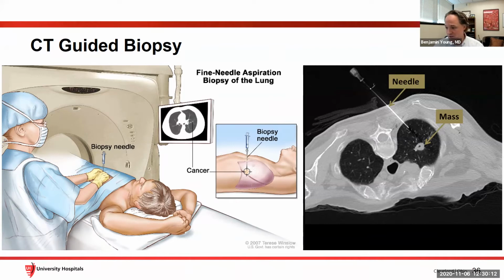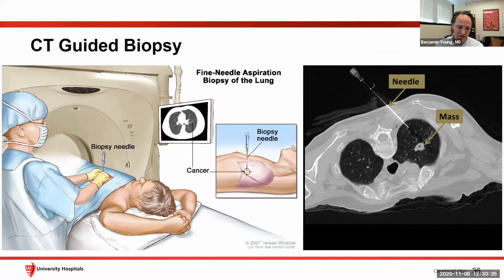The literature suggests that the diagnostic yield is about 90%, so it's quite good. But unfortunately, some of that varies depending on the size of the nodule and, in addition, its location. The further away it gets from the chest wall, the harder it is to actually guide the needle into it, and so the diagnostic rates will fall off a little bit.